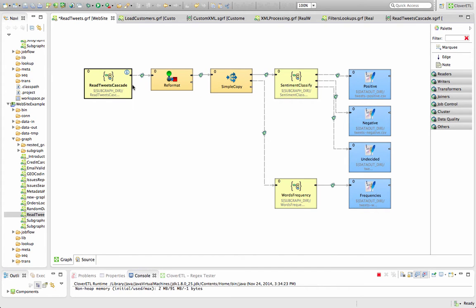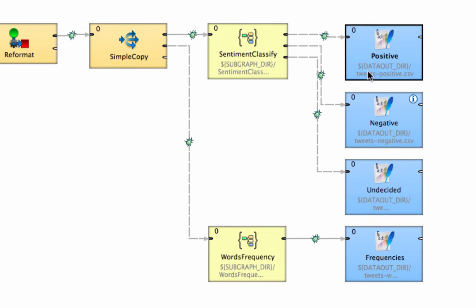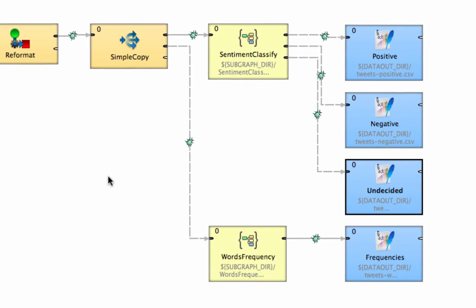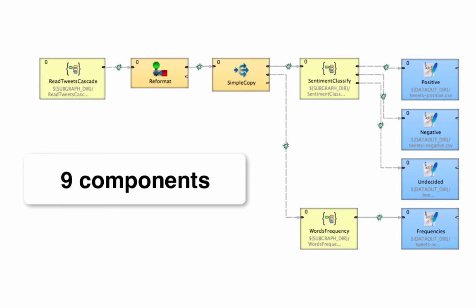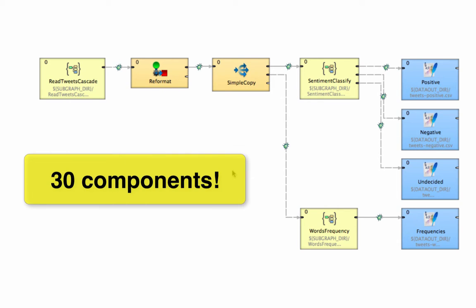In this example here, we've got a graph that performs sentiment analysis on Twitter. Using subgraphs, it reads tweets from Twitter, and then analyzes whether they contain positive, negative, or neutral sentiment. Sentiment analysis on social media is a pretty hot topic these days, and you can process data around it quite easily with CloverETL. This graph contains several subgraphs inside of it, which means that despite how it appears, this graph doesn't contain only 9 components, but actually almost 30 components in total.